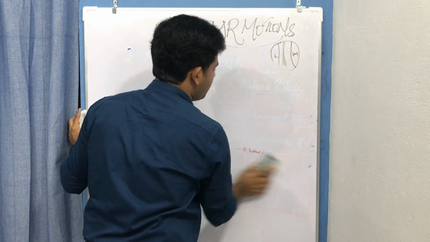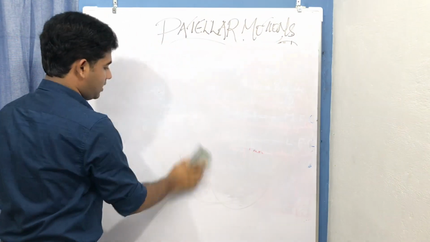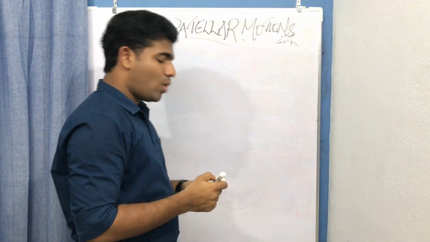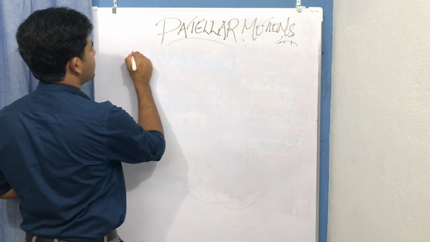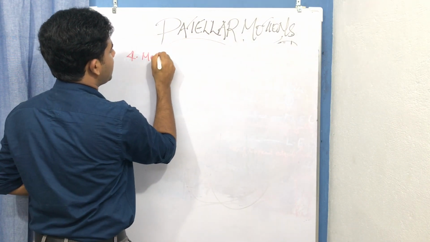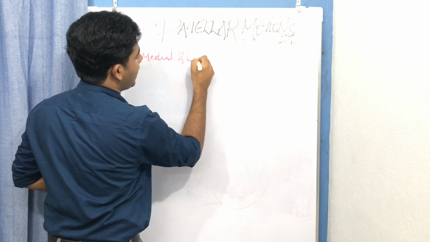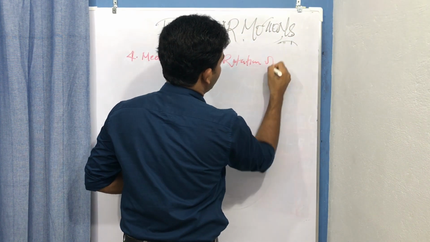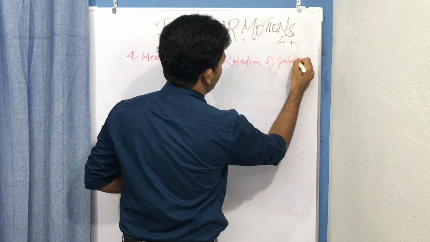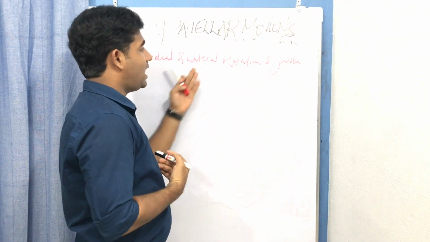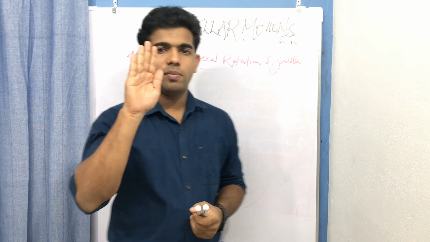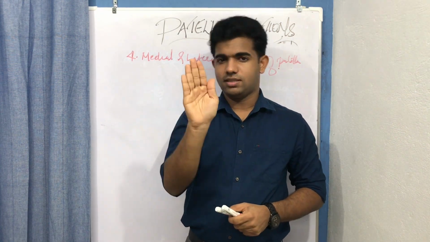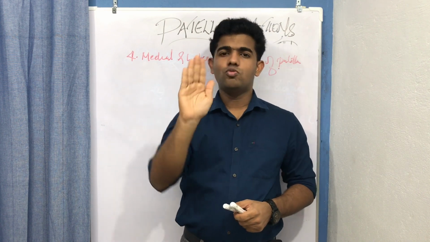And finally, we move on to the last motion of the patella. What is that? That is the medial and lateral rotation of the patella. I told you from my example of the paper or the patella, rotation means this is the rotatory movement.